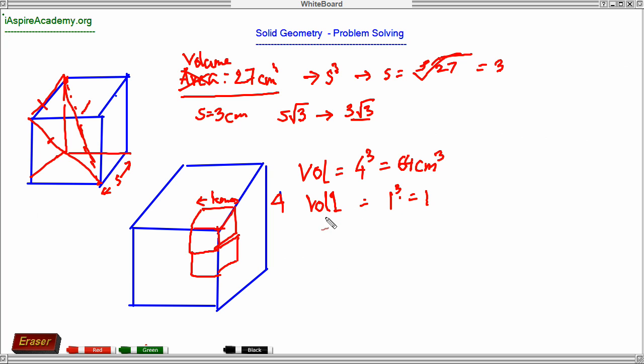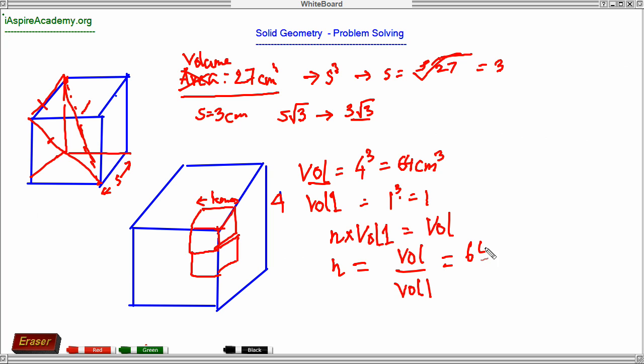So that means if you cut all the smaller cubes, all of the pieces together will make the bigger cube. So you can think if the number of cubes is n times the volume of the smaller cube, so let's say that is volume 1, equal to the volume of the bigger cube. So then n becomes the number of cubes you can make out of this bigger cube, the ratio of the volumes, which is 64 divided by 1, which is 64. So you can make 64 smaller cubes out of this bigger cube.